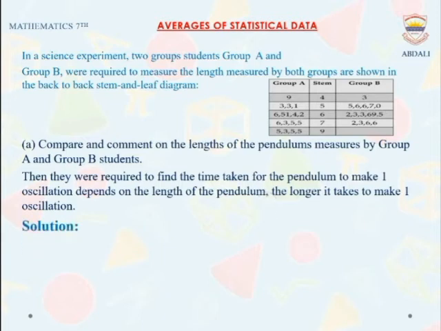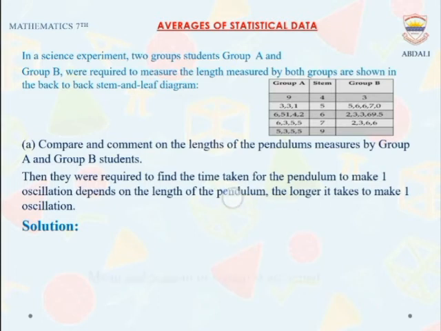So class, here firstly you have to find the mean of both group A and group B. Okay, we know how to find the mean. We will sum all the values and divide by the total number of values. And we will find the median for both sets, both group A and B. We will do this in rough work. So we will use our mean and median here to compare the values and to comment about them.